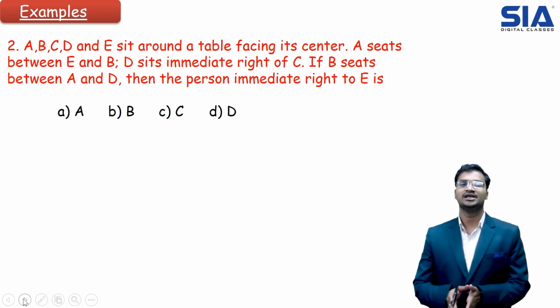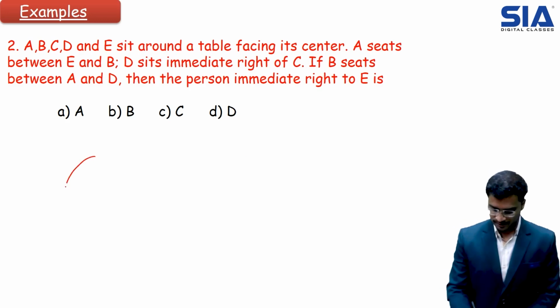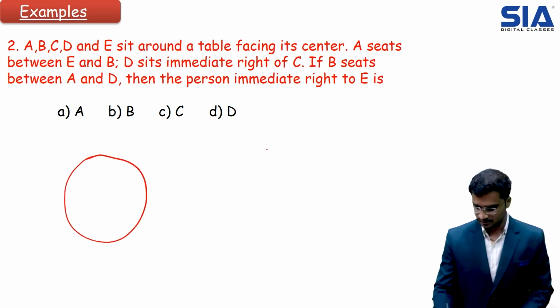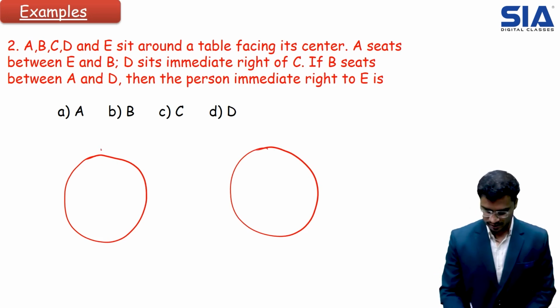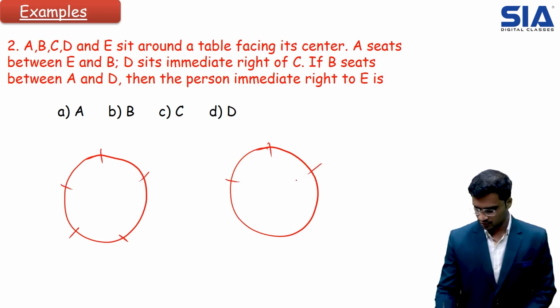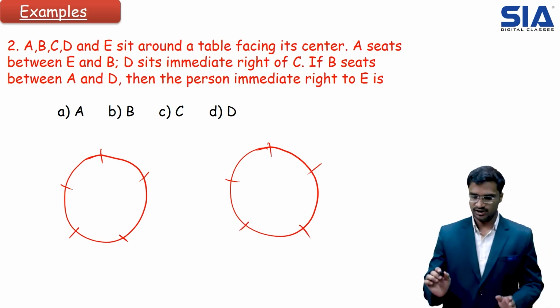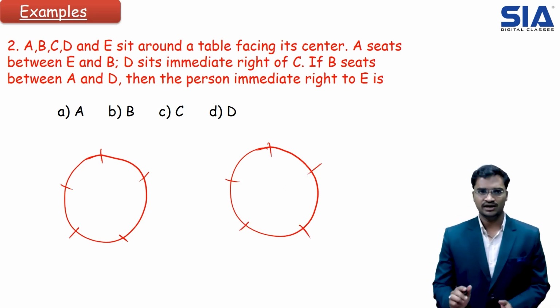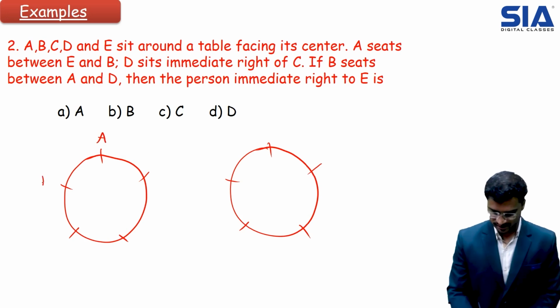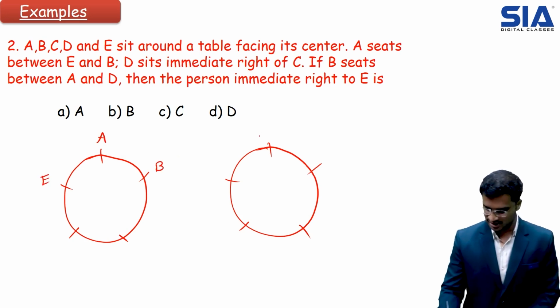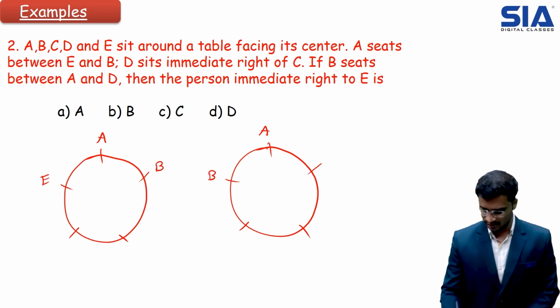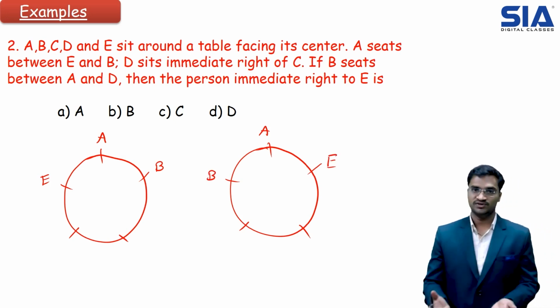A, B, C, D sits around a table facing its center. So there are 5 people. They are sitting around a table. So let us draw a table and 5 people like this. 1, 2, 3, 4, 5. So let us start. A sits between E and B. A is sitting between E and B. In the same way, A is sitting between B and E. Both of these are possible.